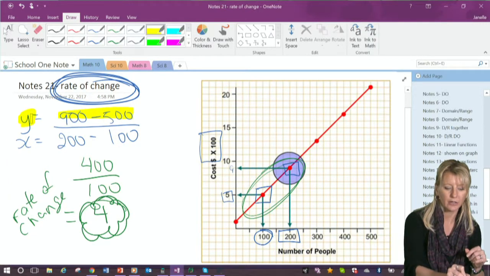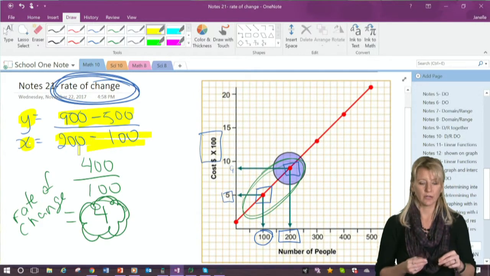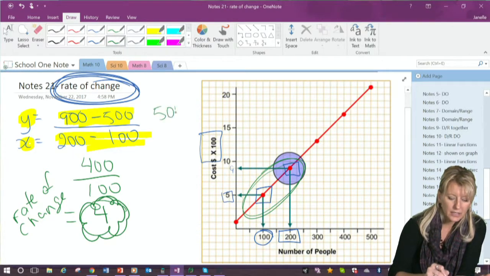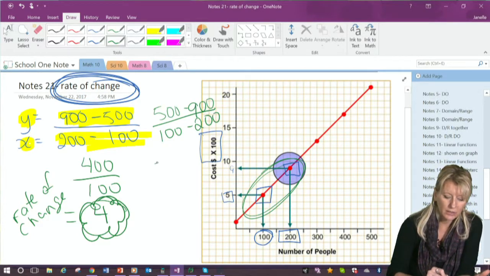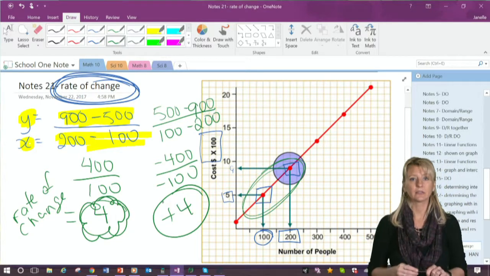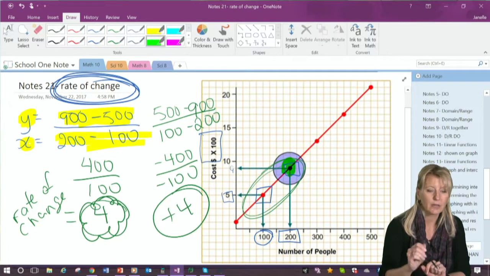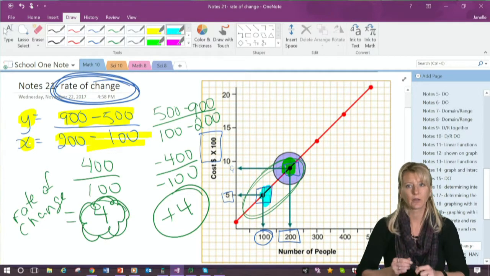It's just taking the y value and subtracting 2 points together, and taking the x value and subtracting 2 points together. And some of you are going, oh, Miss Mac, but what happens if I did 500 subtract 900? What happens if I didn't start with the bigger number? Guess what? You still get the same thing. You get negative 400 over negative 100, and we know a negative divided by a negative is a positive. You still get the same answer. So it doesn't matter which one you put first. It doesn't matter if you put this guy first and subtract that one, or this guy first and subtract the other one. Okay?